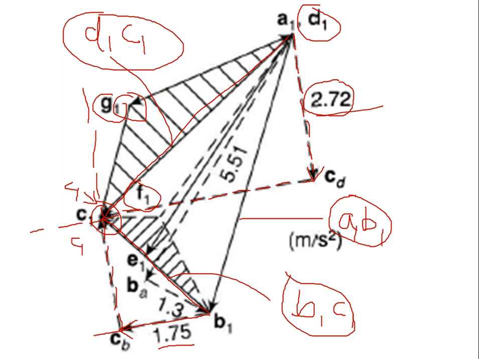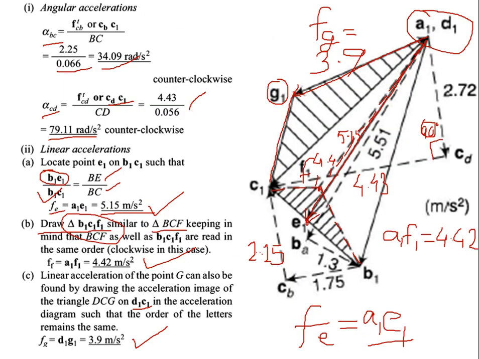Sir, D1 CD is 3 meters per second squared, okay, sir? D1 C1. CD, sir. D1 CD, sir. How much are you getting? 3 meters per second squared, sir. 2.72 is there. No, already it is.